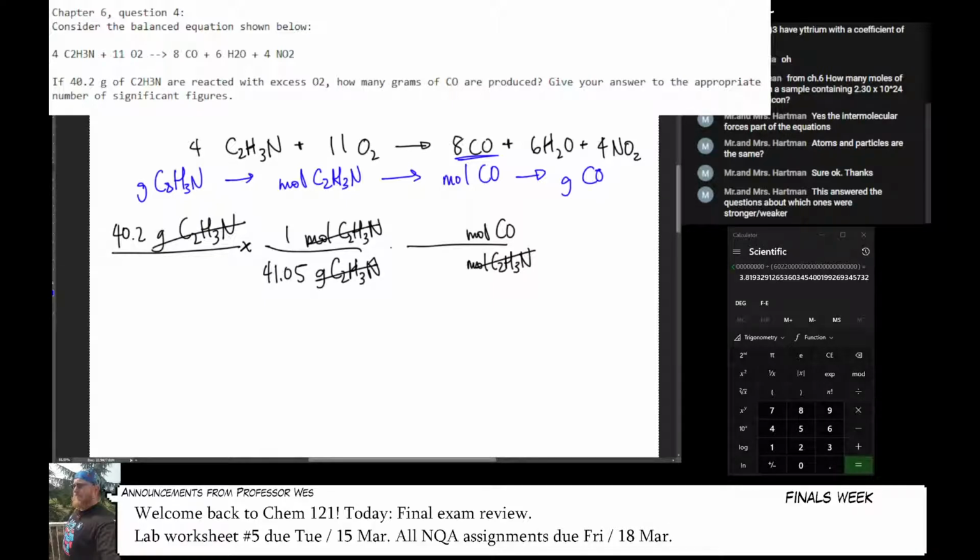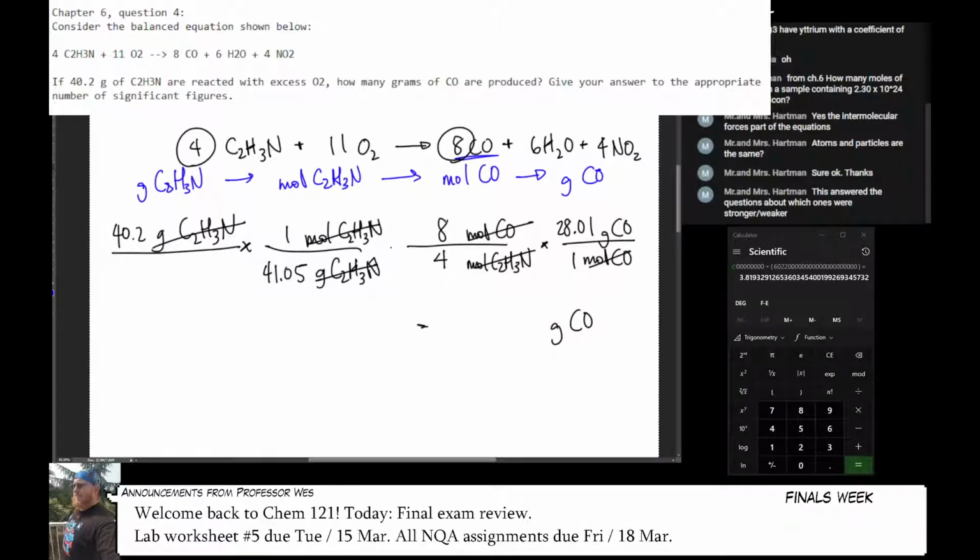Now we'll turn this into carbon monoxide. How many C2H3Ns? We put in 4. That's this number right here. How many COs do we get out? We get out 8. And then we can turn that into grams. We need its molar mass. Carbon monoxide weighs 28.01 grams per mole. And there you go.